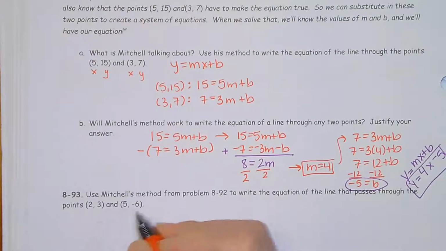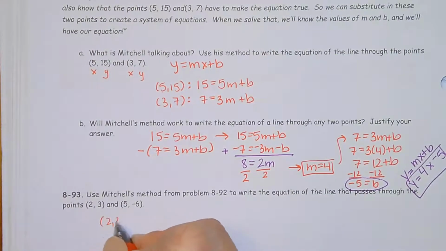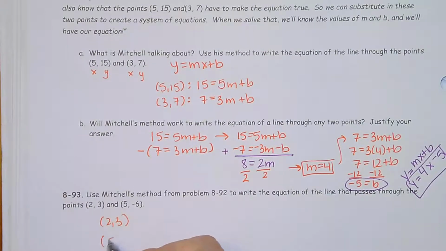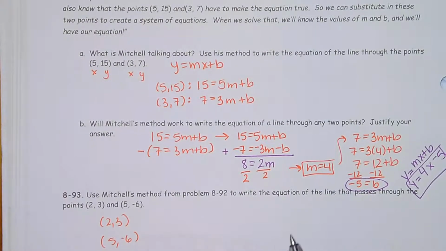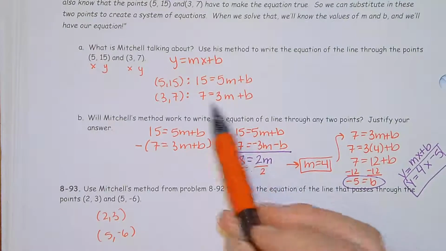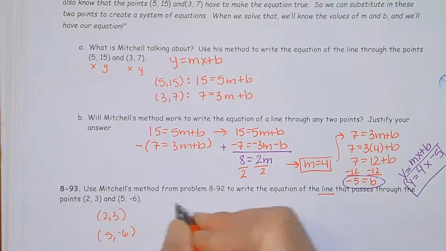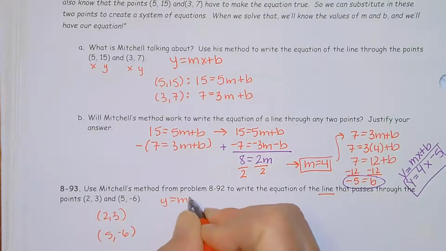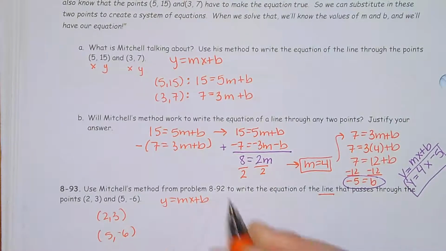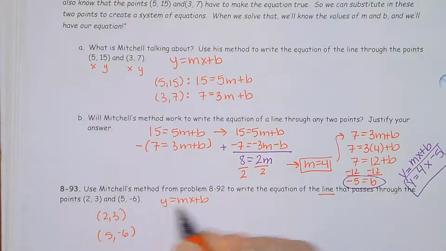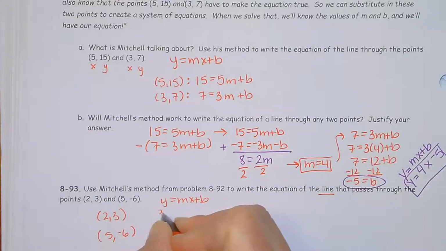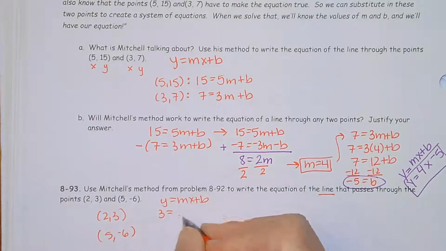So I'm going to be taking (2, 3) and (5, -6), and I again am going to be substituting it, because again it is a line, so y equals mx plus b. So I'm going to be putting the 3 in place of the y, the 2 in place of my x, so that's going to give me 2m plus b. And I'm going to do the same with this one.